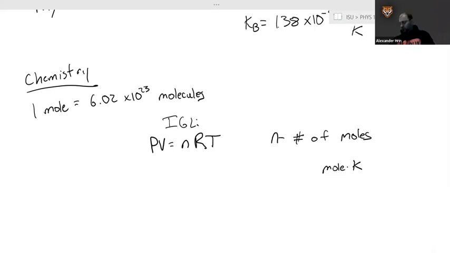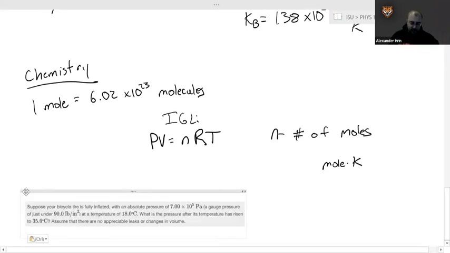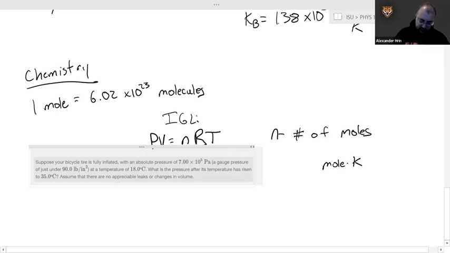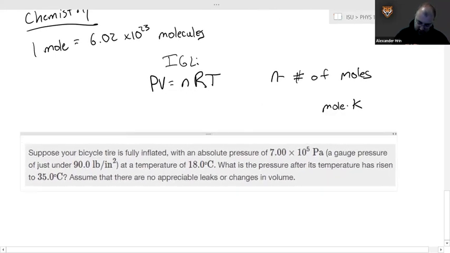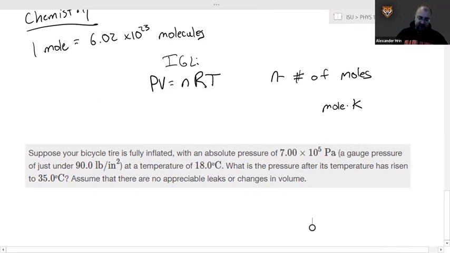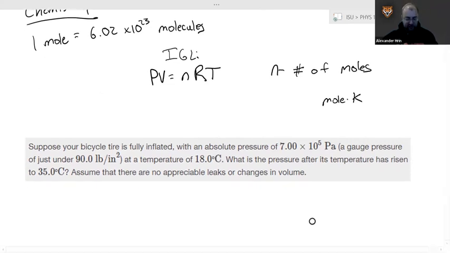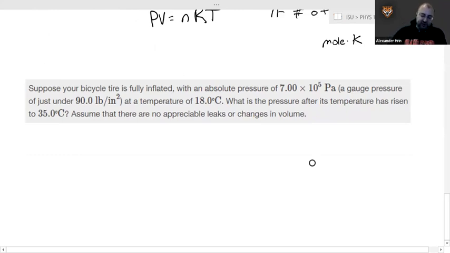So I want to grab a couple of example problems just to go over them. All right, so what we have here, it's a little bigger. Oh, too big. Okay, what we have here is it says, suppose your bicycle tire is fully inflated with an absolute pressure of 7.00 times 10 to the 5th pascals, gauge pressure.